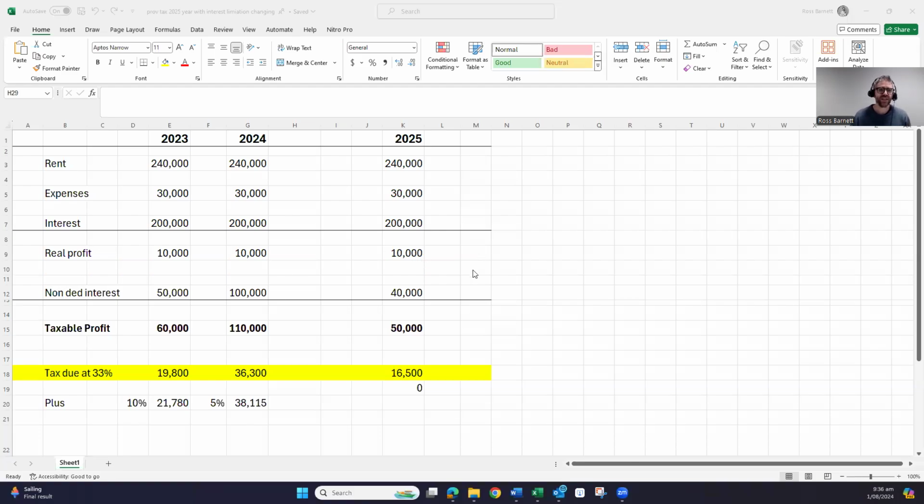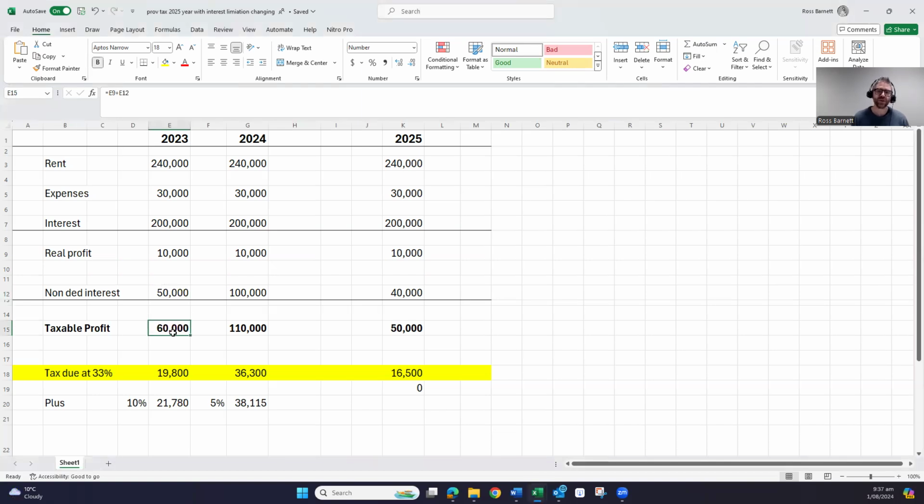and we'll run through the example and the solutions for this. So this one, we've got 3 years. They're all exactly the same. We've got 240,000 rent each year, 30,000 expenses, and 200,000 of interest. The real profit for this property investor is $10,000 in each year. Interest limitation. For the 23 year, we could claim 75% if it was existing property, no exemptions. We couldn't claim 25%, so there's 50,000 non-deductible.